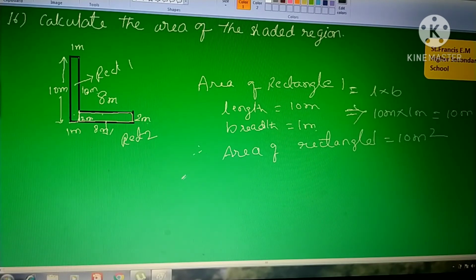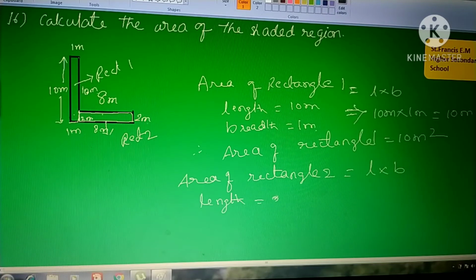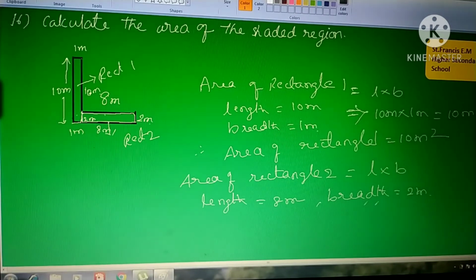Okay. So now find out the area of rectangle 2. Area of rectangle 2 or horizontal rectangle, either you can take. Okay. L into B. This is also the formula. Here what is the length? Length is equal to 8 meters and breadth. So breadth is equal to 2 meters. Substitute these values here. So area of rectangle 2 will become 8 meters into 2 meters. That means 16 meters square.